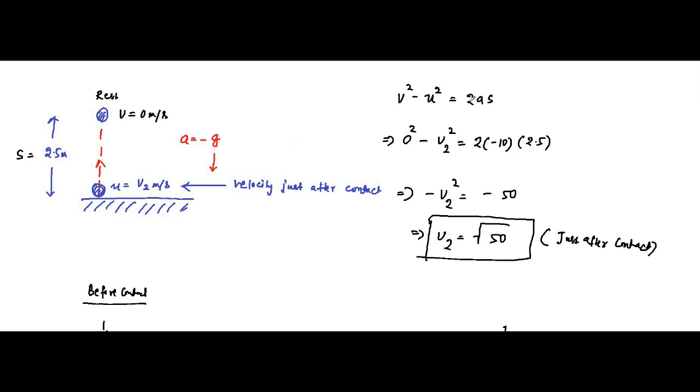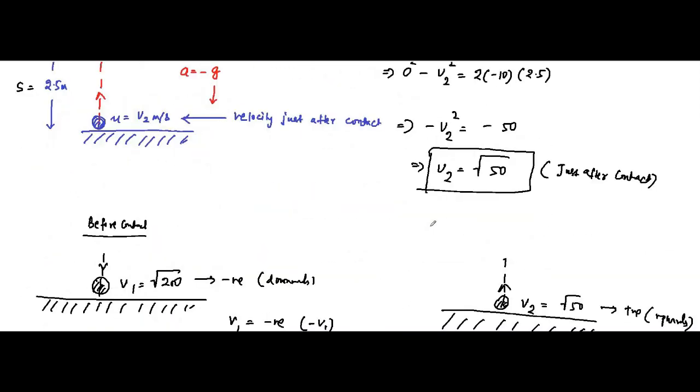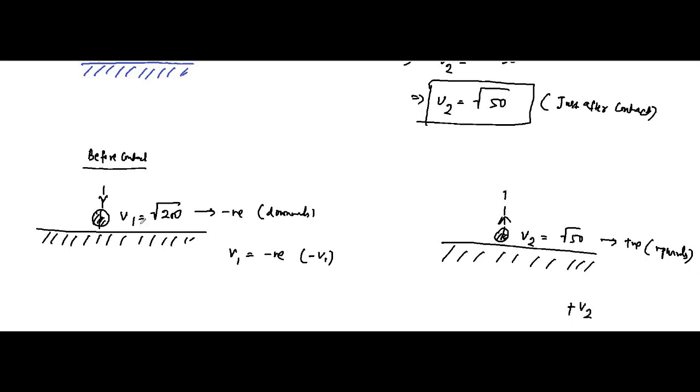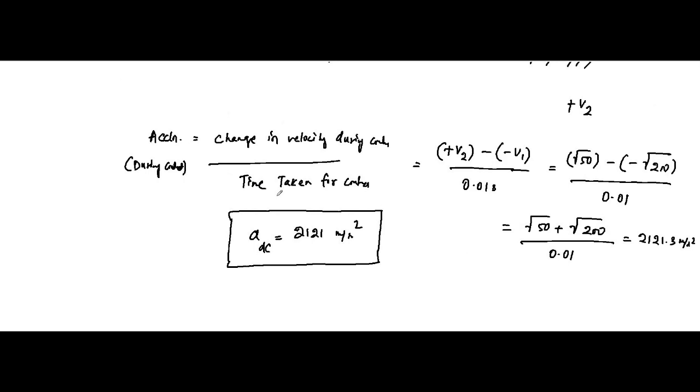So we used again the same equation to determine that, the velocity just after contact and the velocity just before contact. Then assigning the sign. Before contact, ball is moving downwards, velocity is taken as negative. After contact, ball is moving upwards, so positive sign. Then basic formula of acceleration, time of contact, final velocity, initial velocity, and we got the result. Okay, so this is the solution.